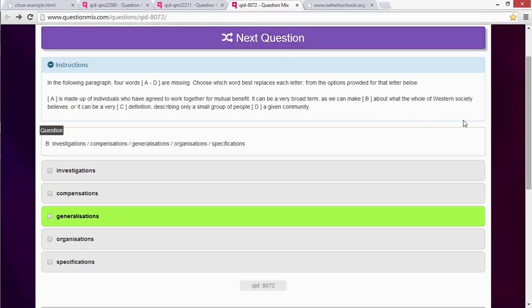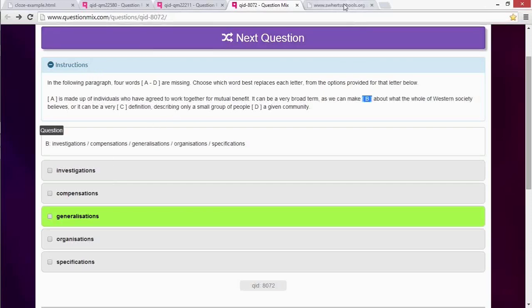Yes. So sometimes what happens is they'll give you a passage of text and the missing words have actually been replaced by letters, and then they ask you what the word for that letter should be. So in this particular example, the question's asking us what B would be in this text. So we've got to find the missing word here. It can be a very broad term, as we can make something about what the whole of Western society believes. So the answer to this one is generalizations, because it makes the most sense in the context of the question. Now, some of the other ones grammatically could actually fit, but it's the one that makes the most sense that you must look out for.